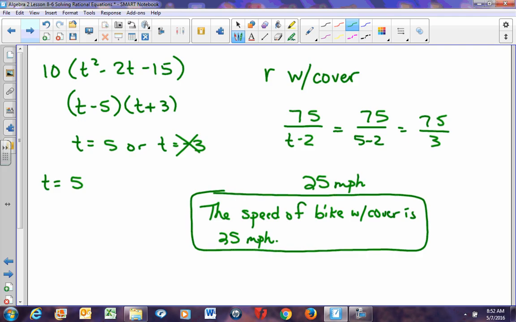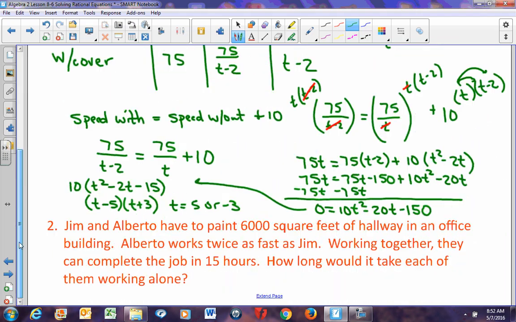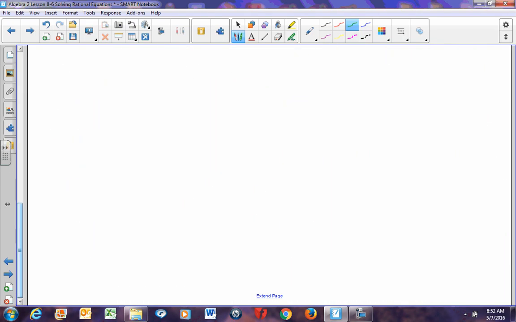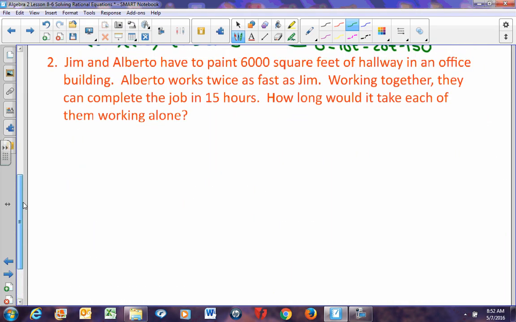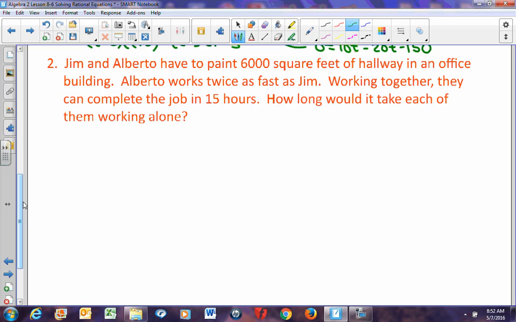All right, a couple of other problems. Go back to here. Jim and Alberto have to paint 6,000 square feet of hallway in an office building. Alberto works twice as fast as Jim. Working together, they can complete the job in 15 hours. How long would it take each of them working alone?